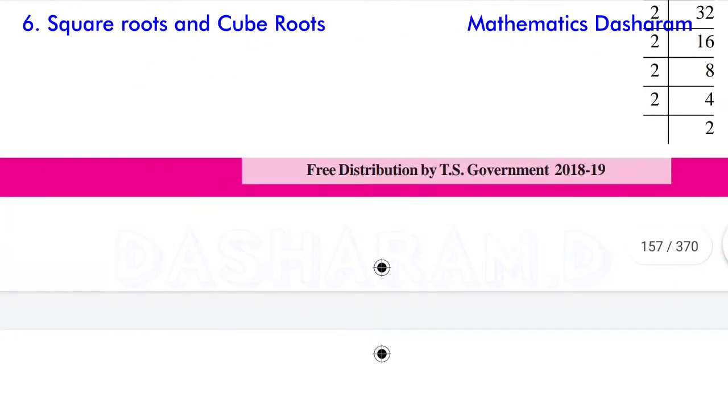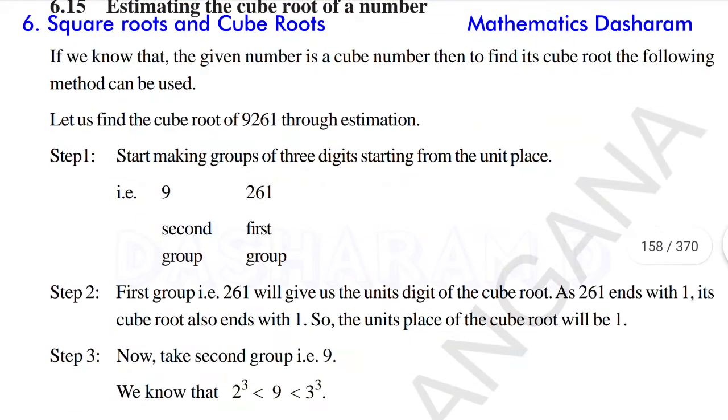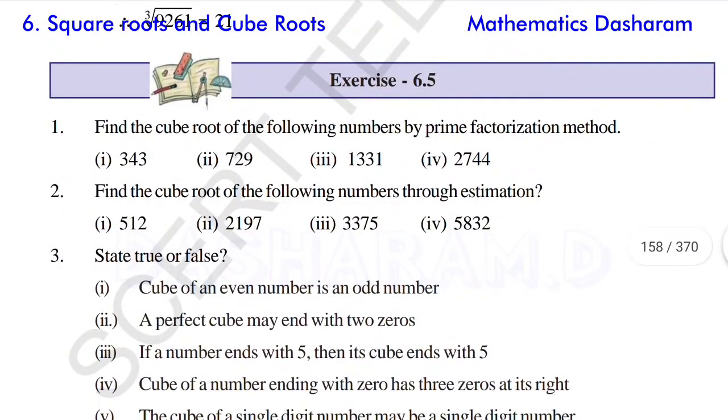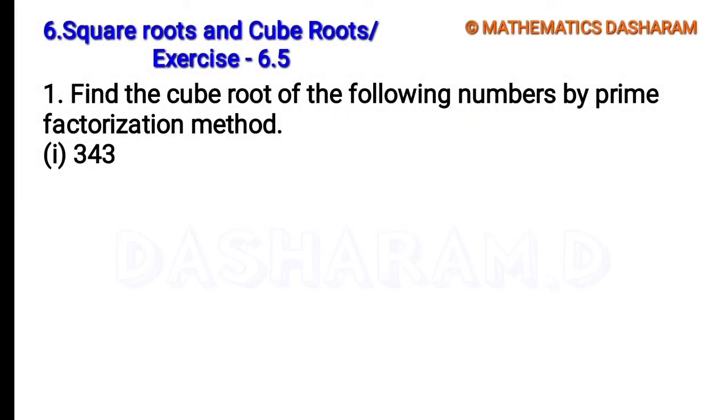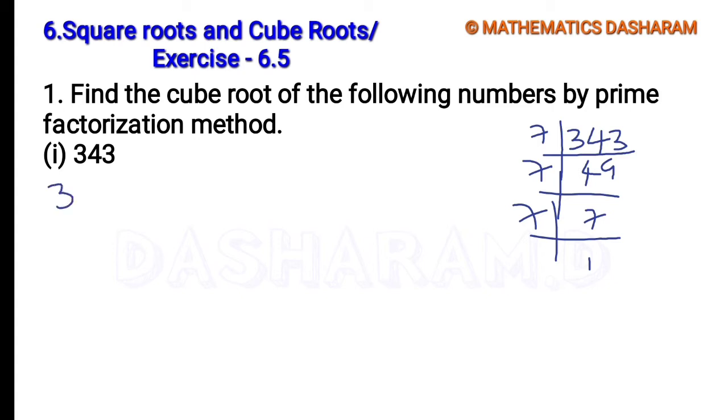So next one is exercise 6.5, first bit. Find the cube root of the following numbers by prime factorization method. The first one is 343. So 343 comes in the 7 table. No 2 table, no 3 table, no 5 table, directly 7 table. So 7 4s are 28, remainder 6, 63, 7 9s are 63. Again 7 table, 7 7s are 49. Next, 7 1s are 7. So 343 equals 7 into 7 into 7.